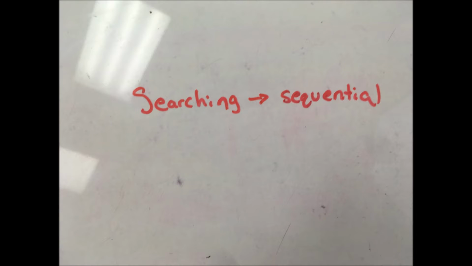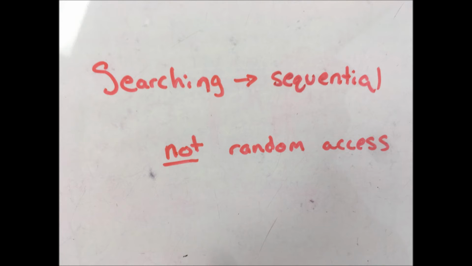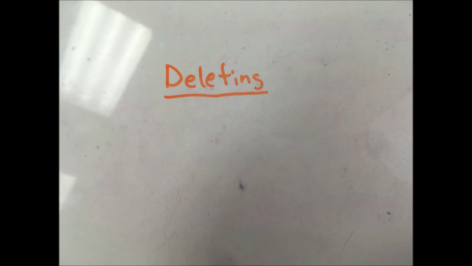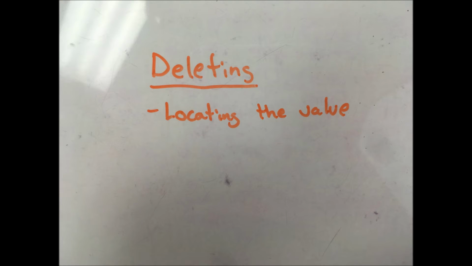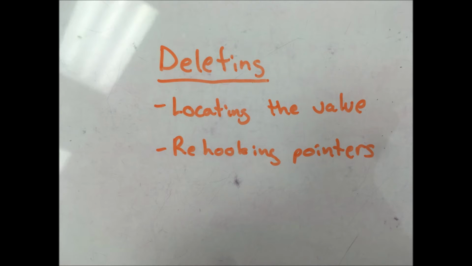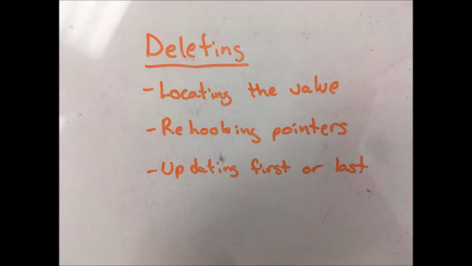Searching an ordered linked list is a sequential search process similar to what we just covered with insertion. A linked list is not a random access data structure. You cannot jump to the middle of a linked list. Only sequential moves are possible. The search function could return a value or a pointer to that cell. Deleting a value involves the following steps. Locating the value, if it exists, to be deleted. Rehooking the pointers around the node to be deleted. Updating the first or last if necessary.